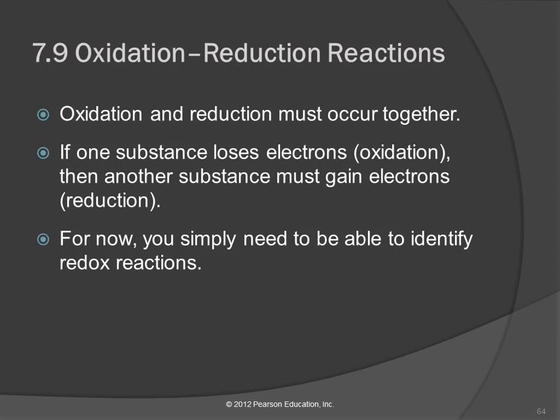You have to have oxidation and reduction occurring together. If somebody's gaining electrons, somebody else must be losing them. There's no electron bank where you can just go withdraw electrons. You have to get them from someone.